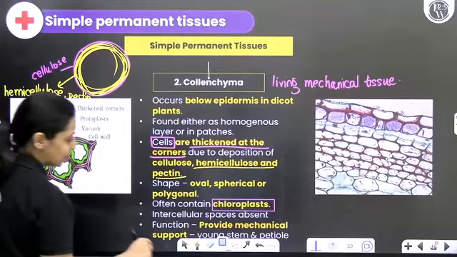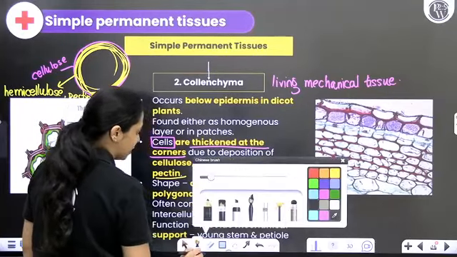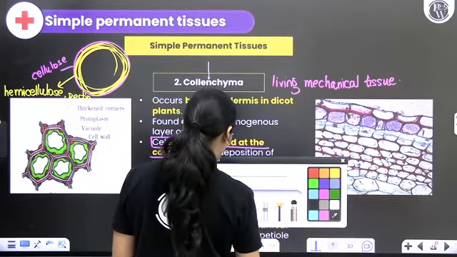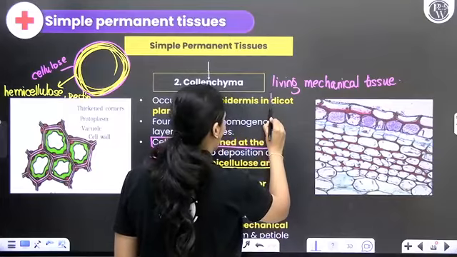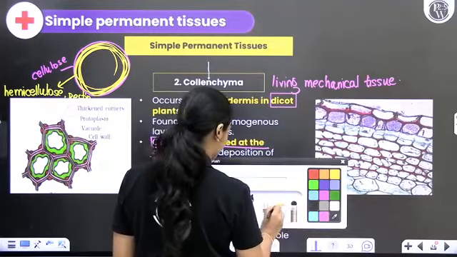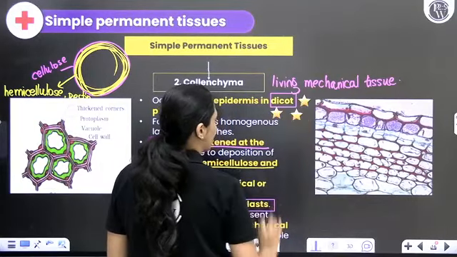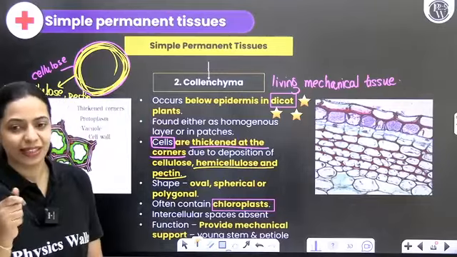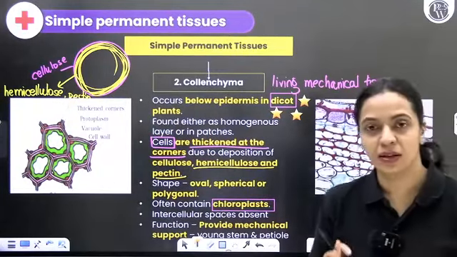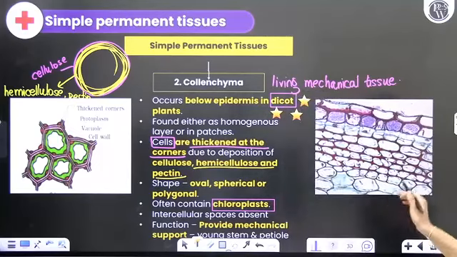It is present in young stem and petiole. So, one important thing about collenchyma, you find it only in dicot plants, only in dicot stems, and probably in the petiole of the leaf also you can find. Only in dicots, you don't see this in monocots. Alright, that is about your collenchyma.